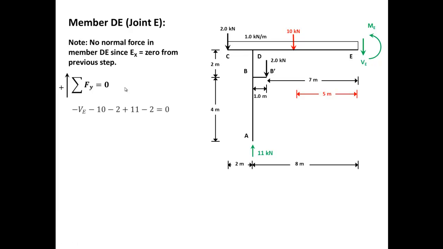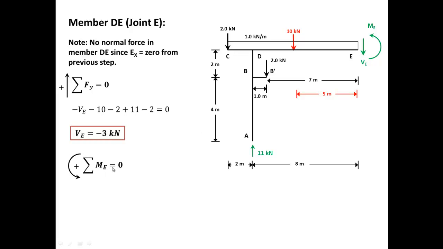Okay, so let's do that. Minus VE minus 10 minus 2 plus 11 minus 2 should equal to 0. That should equal to 0. So solving for VE will give me minus 3. So the shear at this point here is minus 3.